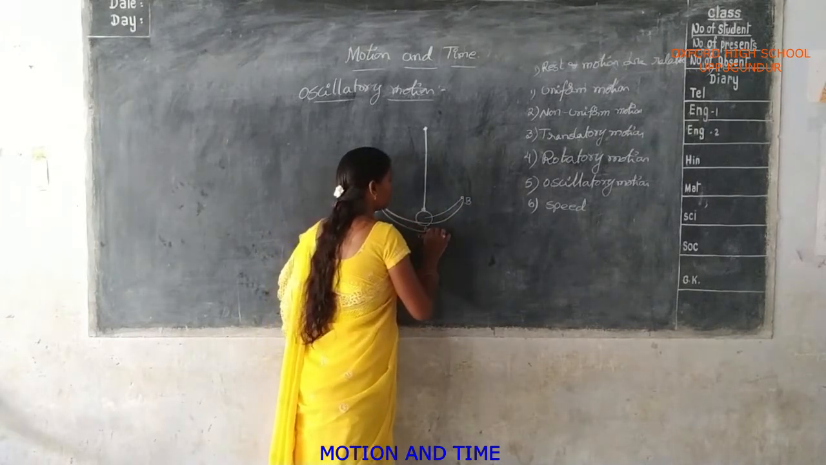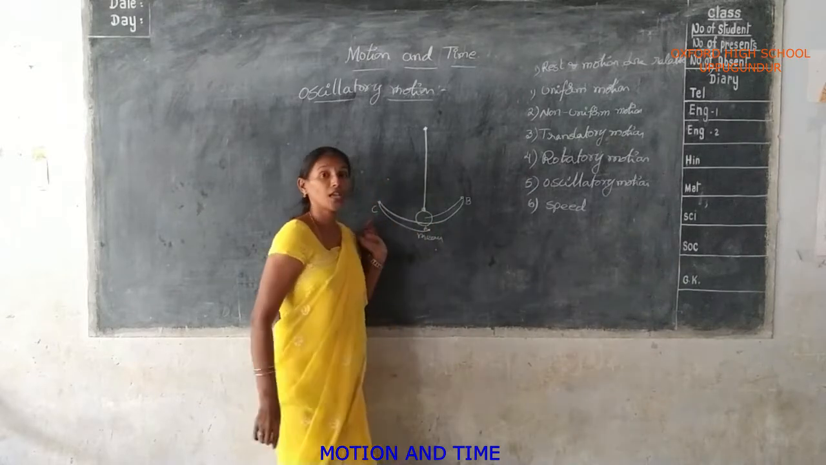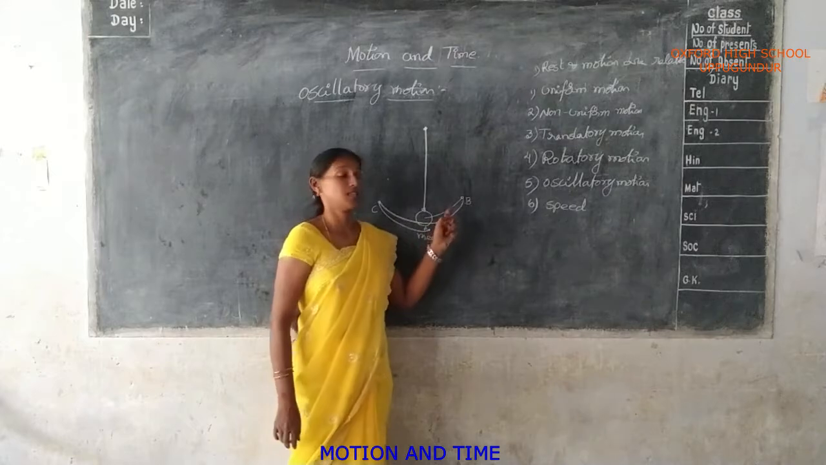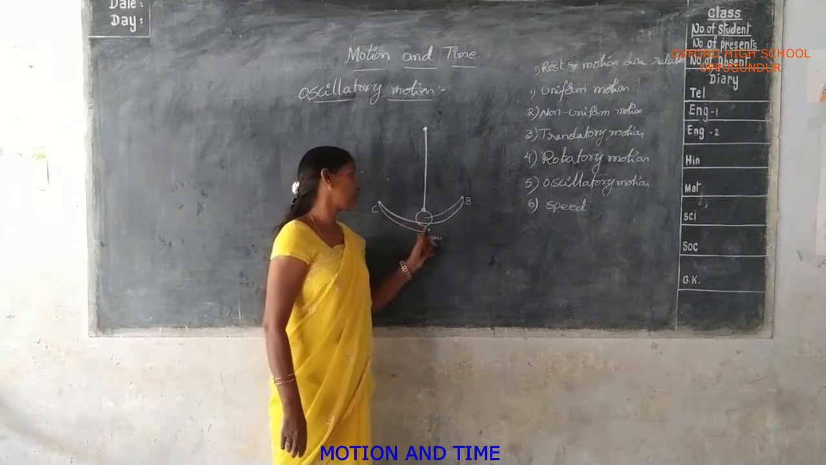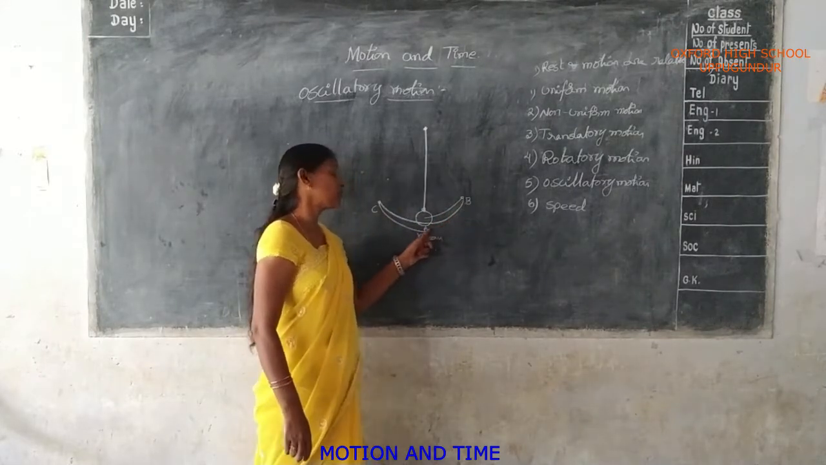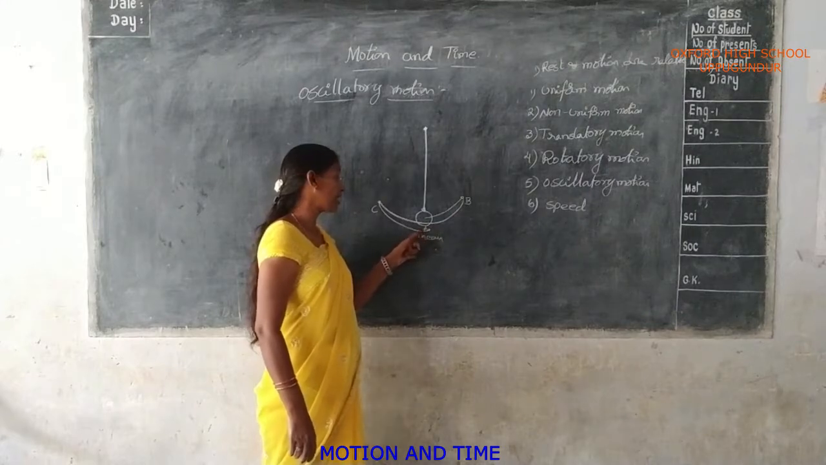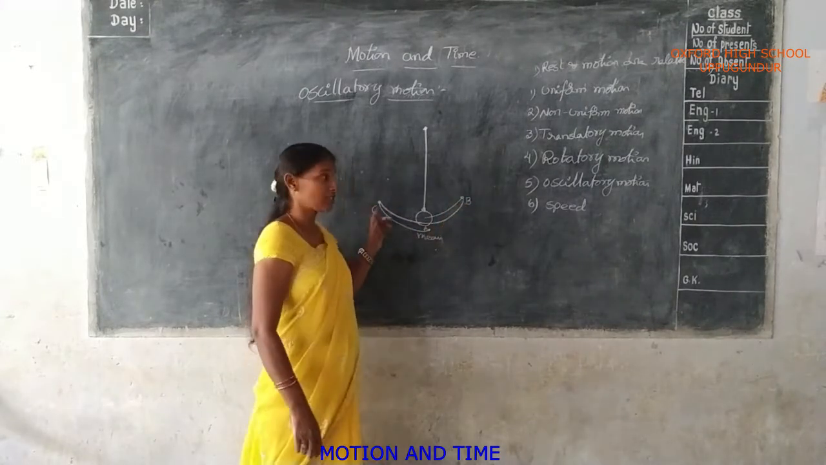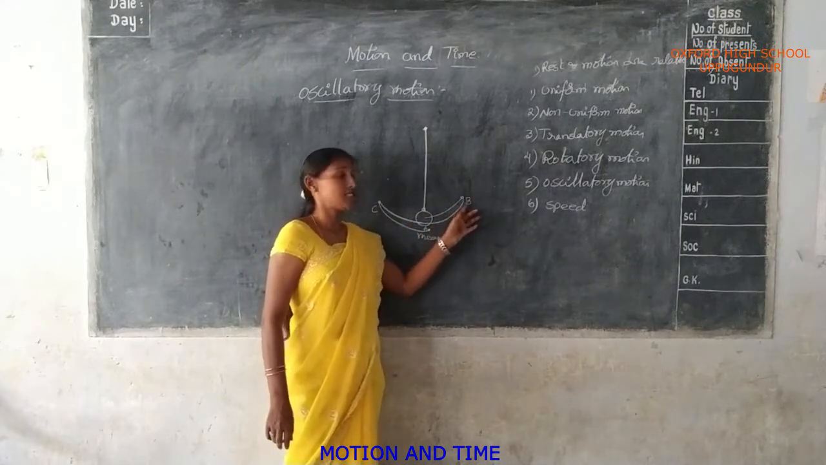Again it comes back. So that completes one oscillation: A to B, again B to A, and again A to C. The object moves in this manner. This is the mean position. This is the extreme position.